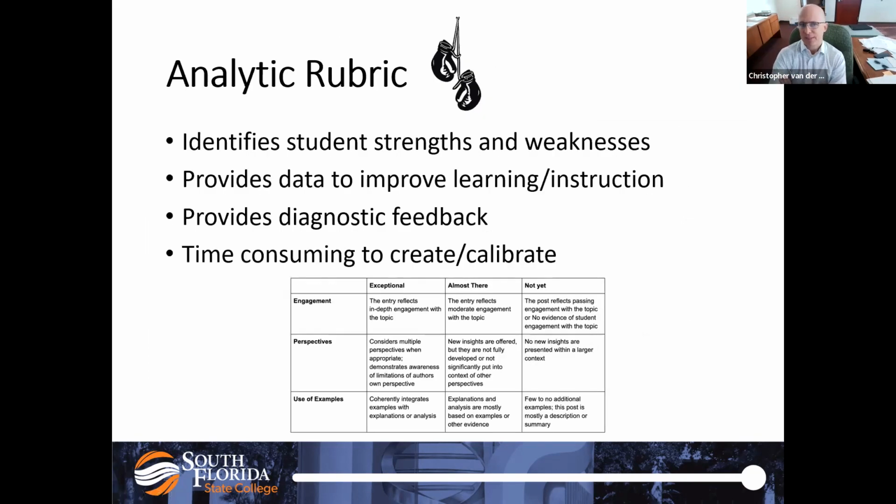But that's where the analytic rubrics shine, because they identify those strengths and weaknesses, good data to improve your student learning instruction. It's that diagnostic feedback where they're the strength. The disadvantage, of course, is the time to create and calibrate. So let's say 5 of us are using the same rubric. You've got a lot more going on in the analytic rubric, and there could be some variations in scores, and you have to spend more time aligning those rubrics.